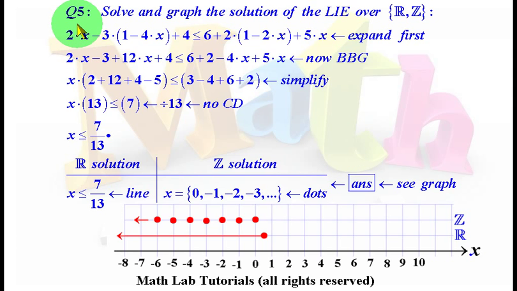Question 5 will be the final question we'll do for the time being on solving linear inequalities in one variable. And again, it says solve and graph the solution of the linear inequality over the real numbers and then over the set of integers. So if you take a bird's eye view of the inequality here, locate the inequality symbol first. There it is. So always be aware of where that inequality symbol is at all times.